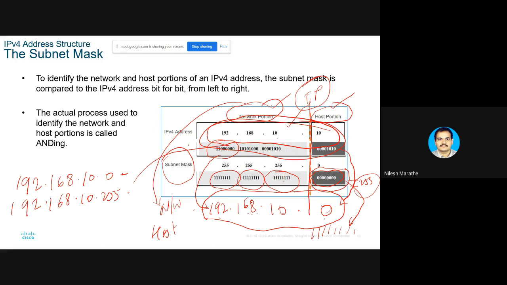Is this clear? Any doubt on this slide? It is very much important.